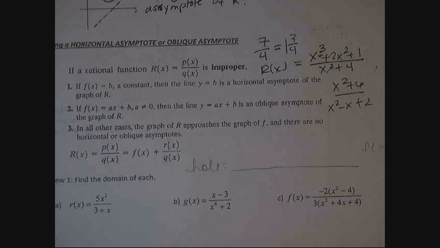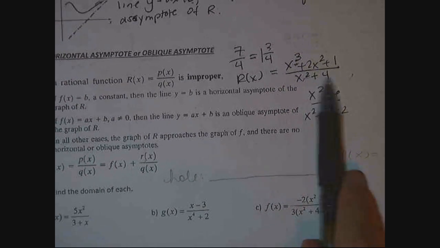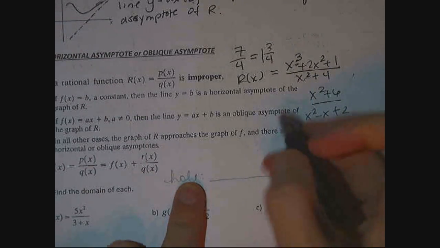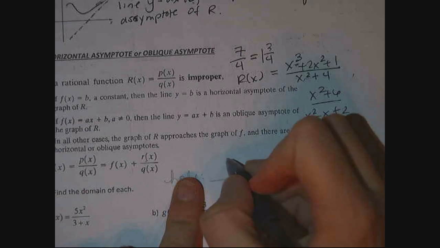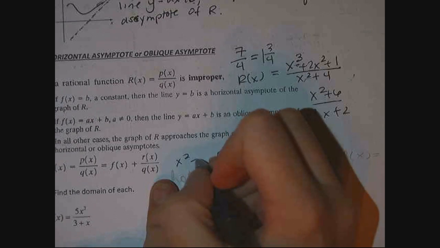In order to decide what type of asymptote I have after I decide that I have an improper fraction, I need to divide. That is always my first step. So if I take the one I created, x cubed plus 2x squared plus 1, and divide it by x squared plus 4.